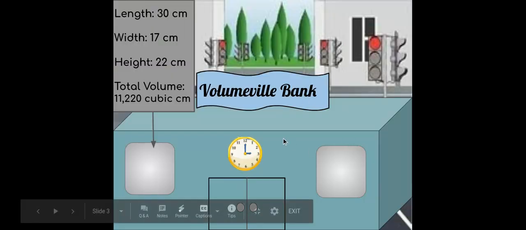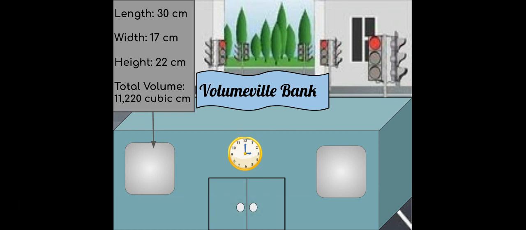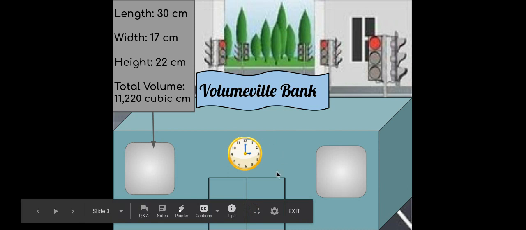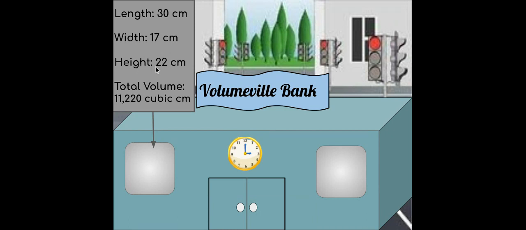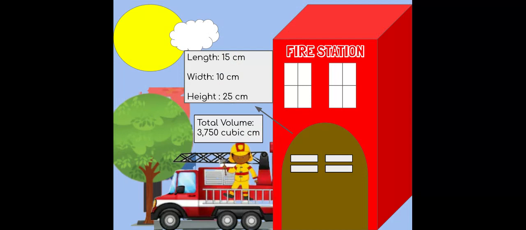All right. Here I created a bank, and you'll see that the bank is a three-dimensional shape. Remember, when we're talking about volume, we're talking about three-dimensional shapes. It has to have a length, a width, and a height. And here is my bank. The length of the bank is 30 centimeters. The width is 17 centimeters. The height is 22 centimeters. And then the total volume of this bank is 11,220 cubic centimeters.